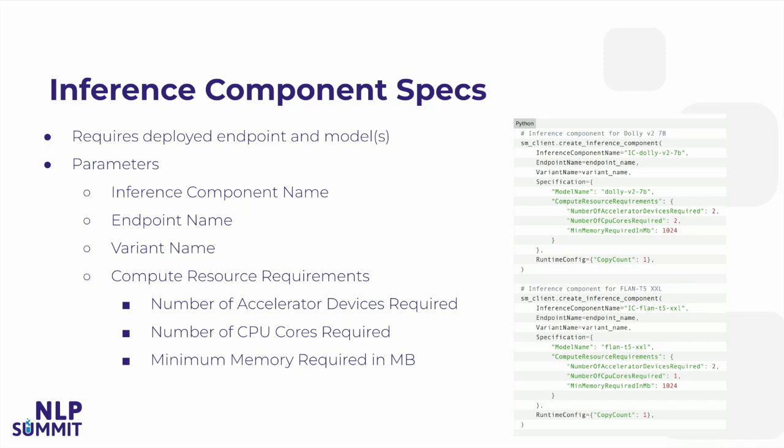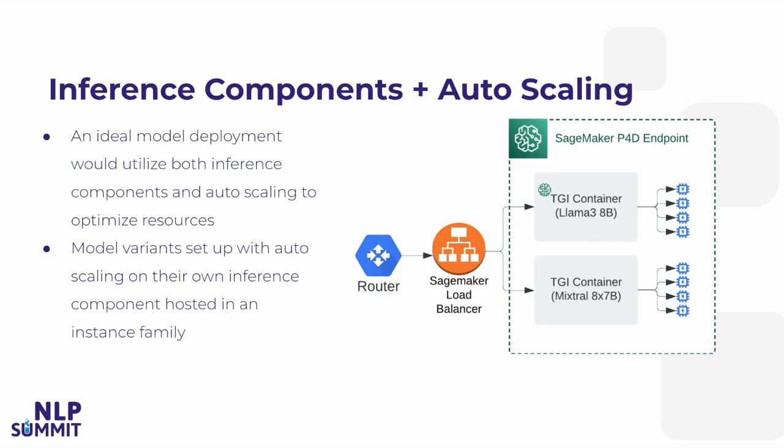In the right figure, you'll see an example of some Python code to create two inference components using a single endpoint. Some parameters you need to define are the inference component name, the endpoint name, the model variant name, and compute resource requirements, such as number of accelerator devices required, number of CPU cores required, and minimum memory in megabytes required. An ideal deployment would utilize both inference components and autoscaling to optimize resources.